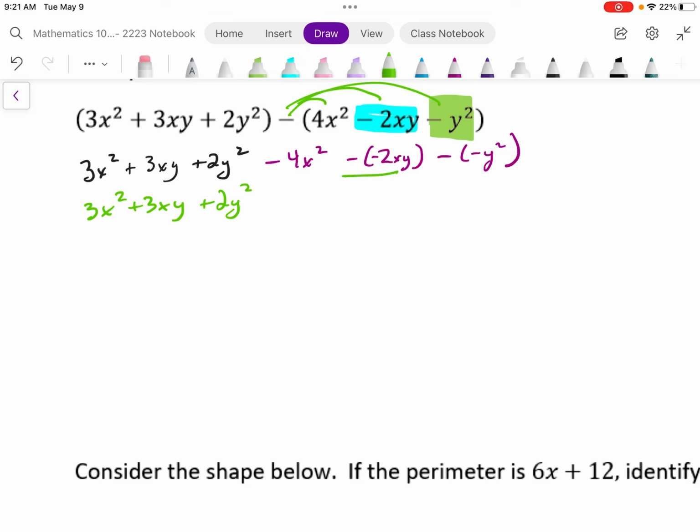No thoughts yet. What I want to do is I want to clean up the signage around here. So that's minus 4x squared. Now, subtracting negative 2xy is the same as adding 2xy. Subtracting negative y squared is the same as adding y squared. Are we okay? I distributed my subtraction, cleaned up the signs. The next step is I'm going to group like terms.